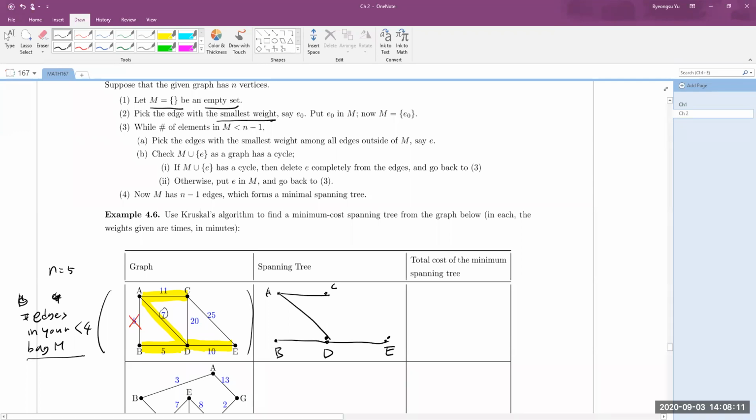Okay, thank you. And in this case, the cost of the minimum spanning tree is just adding all weights on the edges. So here we know that these are 11 plus 7 plus 5 plus 10. So in this case, it is 11 plus 12 plus 10, which is 33, right?